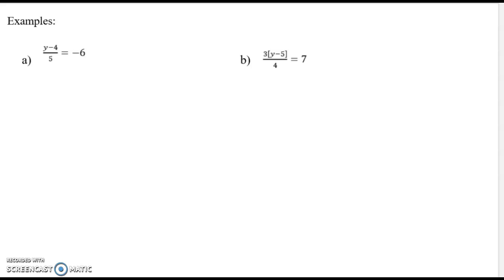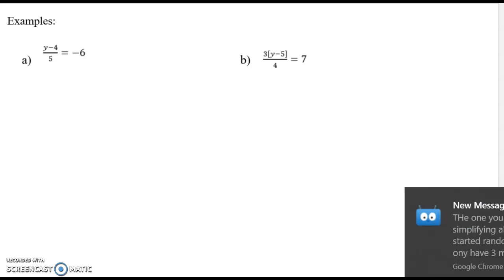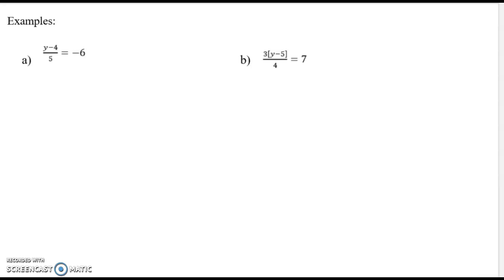So the first one, y minus 4, let's get rid of that. Y minus 4 divided by 5 equals negative 6. If you notice here, we have a fraction, so we want to get rid of that fraction first. And so what we can do is multiply the other side by 5, okay? Because if we multiply this side by 5 and divide by 5, they cancel out, so we just have to multiply this side by 5.